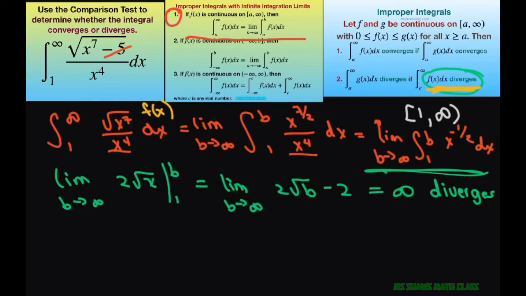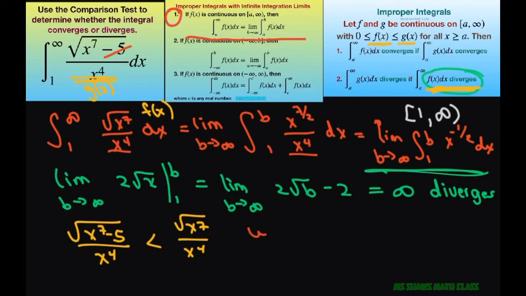And this has to be smaller than our g of x. But our g of x, if you call this g of x, this is actually smaller. So we have the square root of x to the 7th minus 5 divided by x to the 4th is actually less than square root of x to the 7th divided by x to the 4th. If this was convergent, this would be fine, but it's not, it's divergent. So we're in the wrong direction.